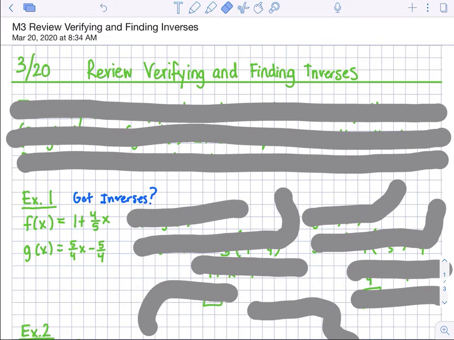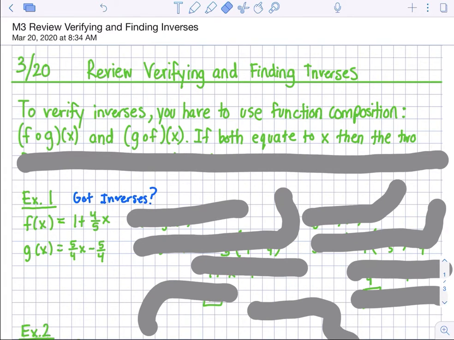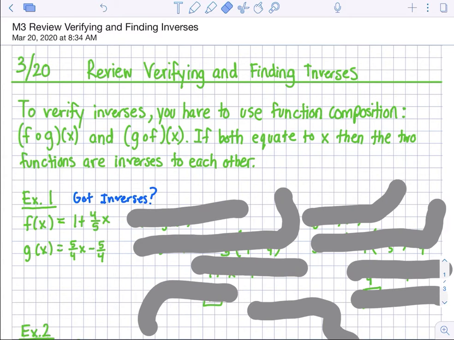Review: verifying and finding inverses. To verify inverses, you have to use function composition. This is what function composition looks like: f of g of x and g of f of x. If both of those are equal to x, then you know the two functions are inverses of each other. And if they are not equal to x, then you automatically know they cannot be inverses of each other.